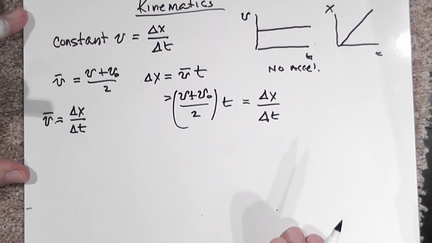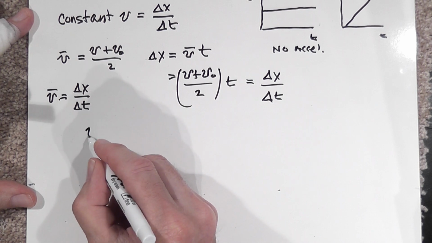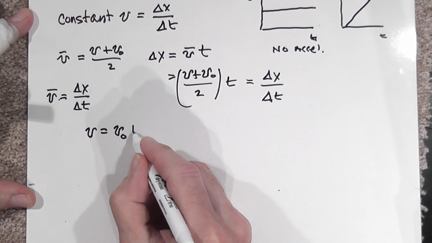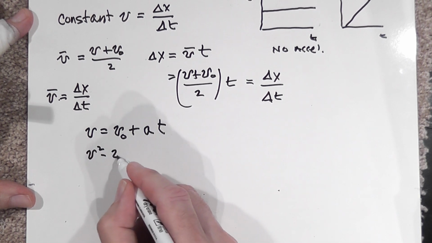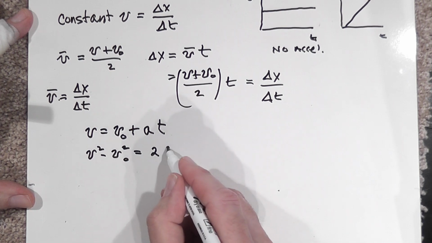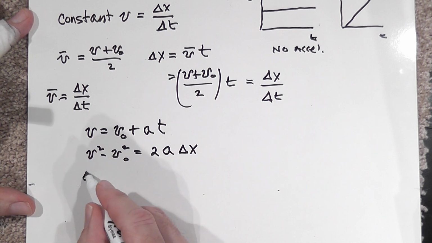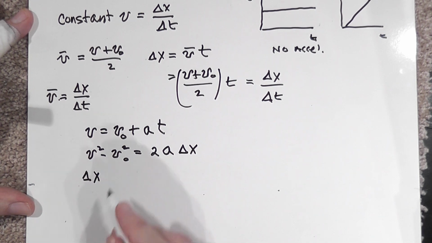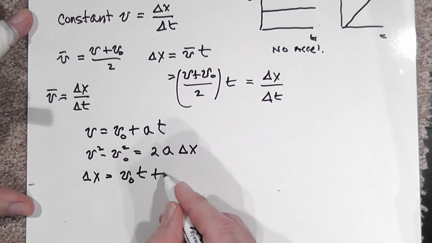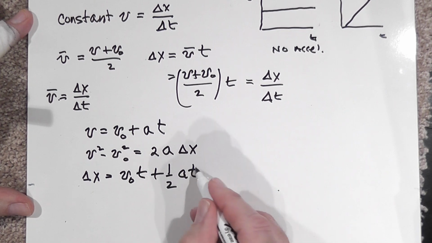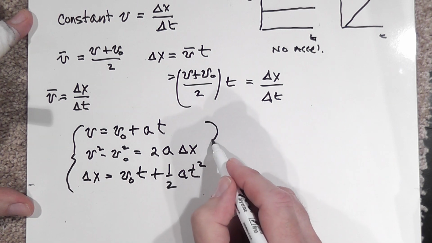The other equations that were used were v equals v naught plus the acceleration times time, v squared minus v naught squared equals 2 times acceleration times displacement, and this one, delta x equals v naught t plus 1/2 a t squared. So with these equations, you can just about solve any problem.